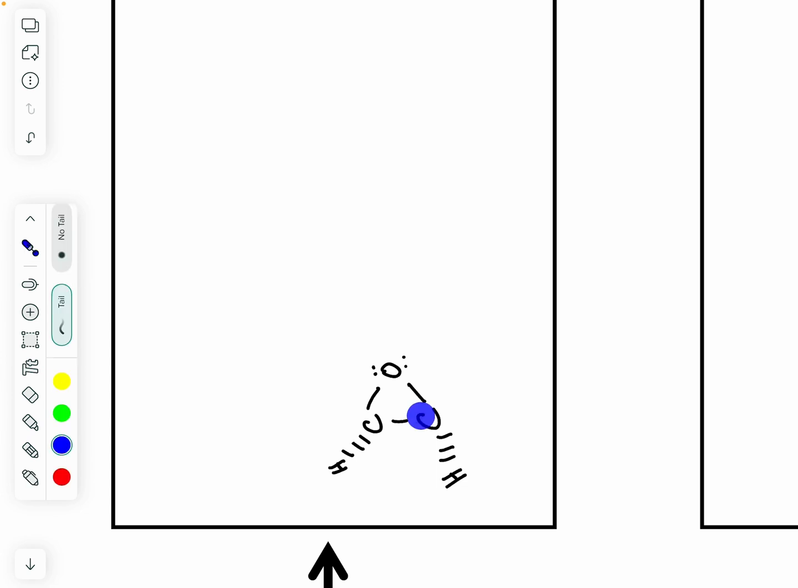But this first carbon is also bonded to another hydrogen, which is going to be on a wedge. Now this carbon up here is going to be connected to the rest of the chain, which is going to be on a wedge.